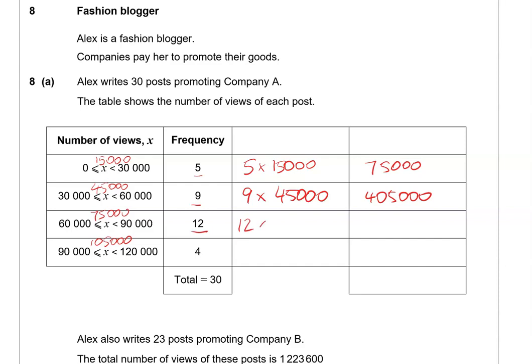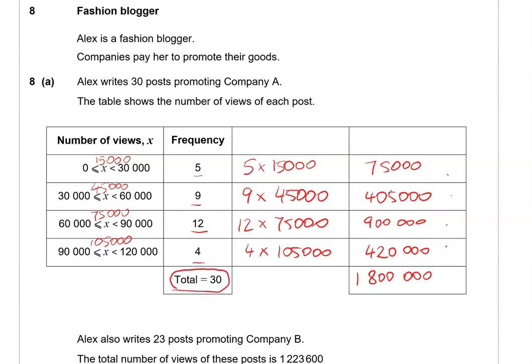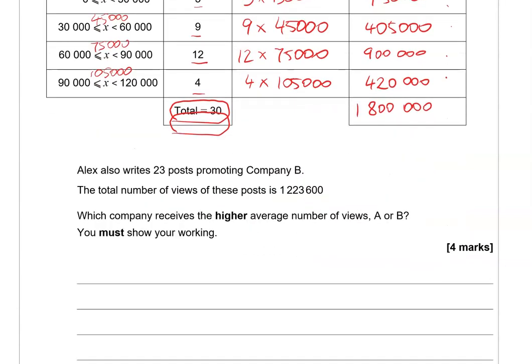12 times 75,000, which is 900,000. 4 times 105,000, which is 420,000. In total, adding these numbers together, that gives us 1,800,000. Frequency, that is 30. So we're going to divide 1,800,000 by 30. 60,000 views per post on average.